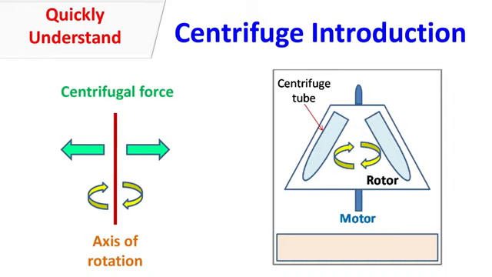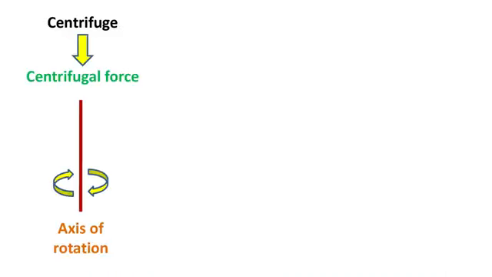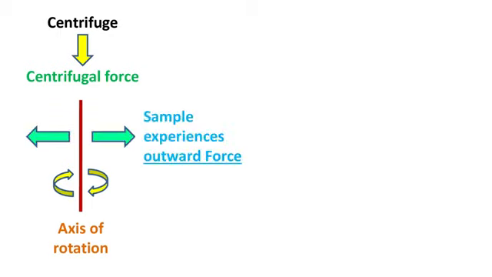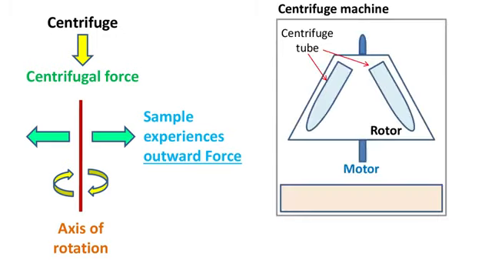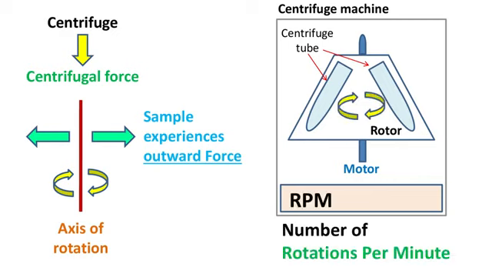Let's talk about the centrifuge. A centrifuge is a machine that uses centrifugal force to separate various components present in a liquid sample. Centrifugal force is a force that pushes an object away from the rotating axis. In a centrifuge, the centrifugal force is usually applied by spinning the liquid sample at high rotational speed. This rotational speed is usually indicated as RPM, which stands for number of rotations per minute.